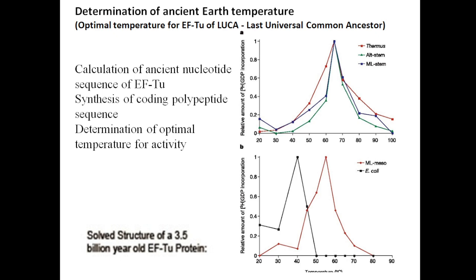Now, some interesting fact about the possibility of determination of ancient temperature on our ancient planet, when bioinformatics leads to possible calculation of ancient polynucleotide sequence in elongation factor 2.